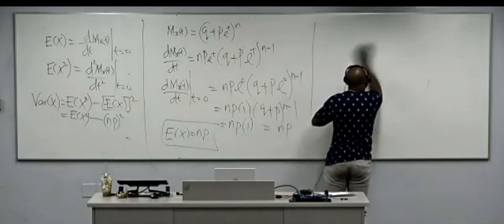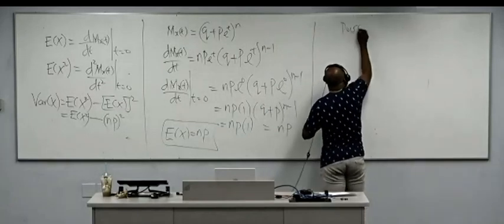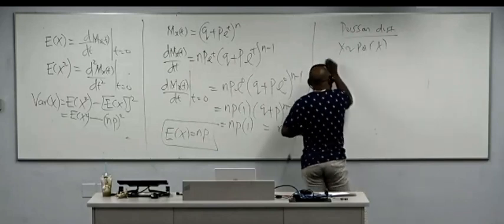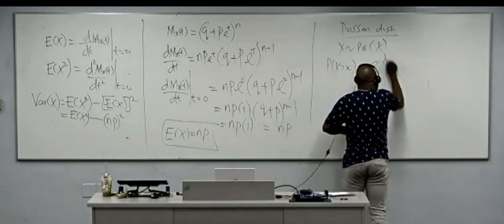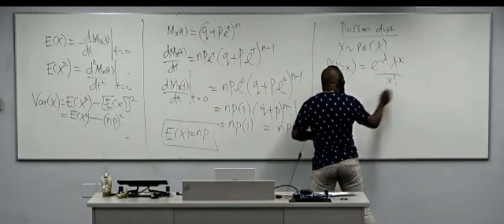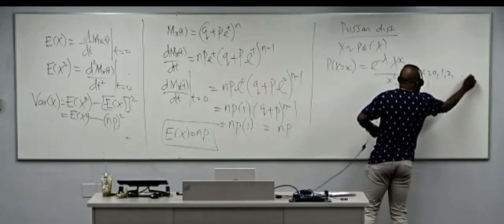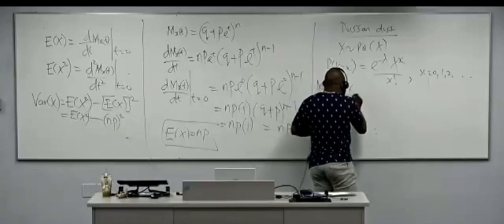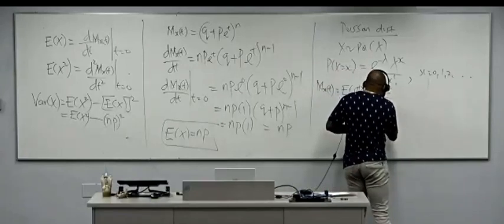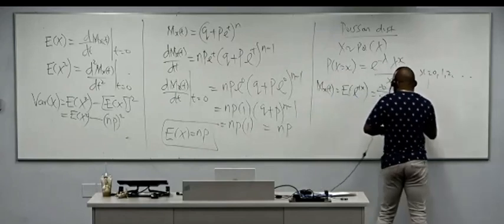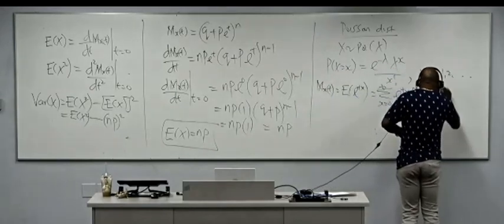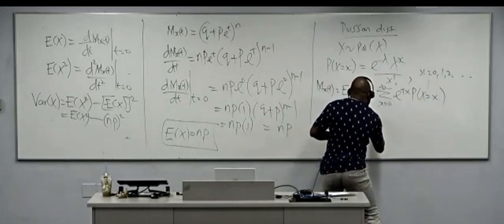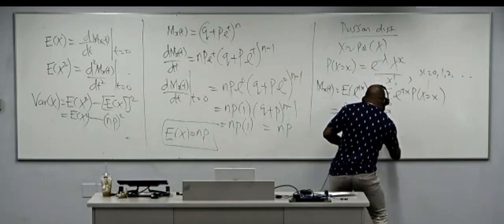Okay, so if I have a Poisson distribution, X follows Poisson with parameter lambda. The probability is this, for x starting from 0, 1 up to infinity. What is the moment generating function? The moment generating function is the sum from x equals 0 to infinity of e raised to power tx times the probability of X equal to x, which is the sum from 0 to infinity of e raised to power tx times e raised to power minus lambda, lambda raised to power x, divided by x factorial.